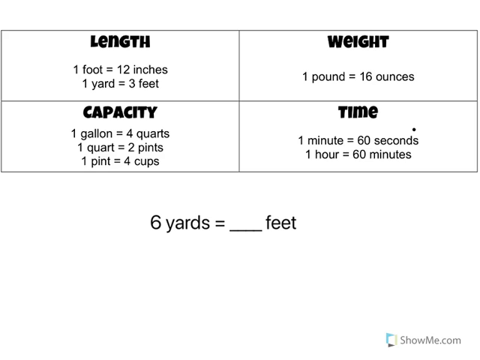So if we look here, we are dealing with yards and feet. This is an example of length. I'm going to look at my chart and I see yards and I see feet. So that tells me my magic number is going to be 3. So that means I need to do 6 times 3. 6 times 3 would be, very good, would be 18. So that means in 6 yards there are 18 feet.